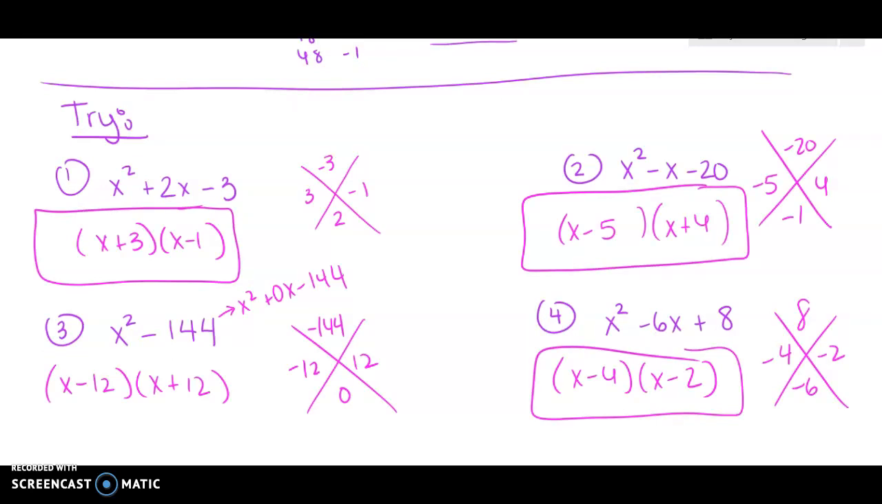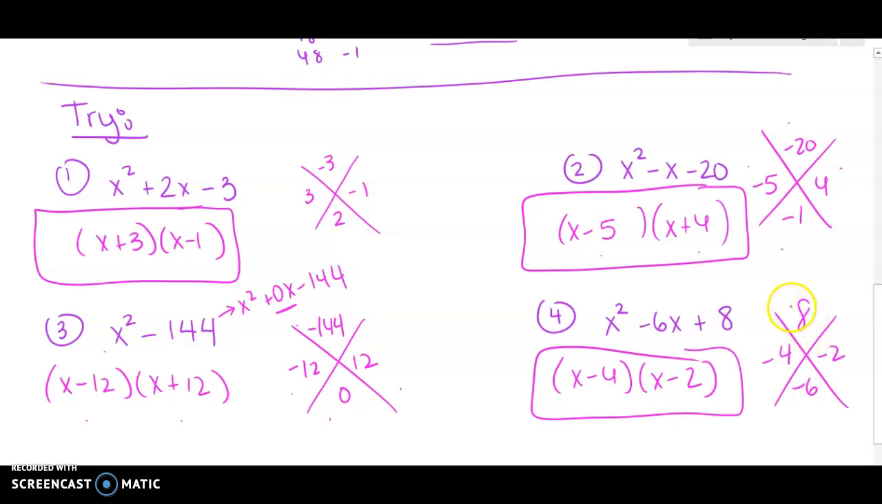It's got to multiply to be negative 3, add to be 2. Those two numbers are 3 and negative 1, making it x plus 3, x minus 1. Number 2, it's got to multiply to be negative 20, add to be negative 1. Those two numbers end up being negative 5 and 4, so x minus 5 times x plus 4. This one, I rewrote it so there's a 0x in the middle so that I can fill in my box problem. Multiply to be negative 144, add to be 0. It's negative 12 and 12. So x minus 12 and x plus 12 are in the parentheses.